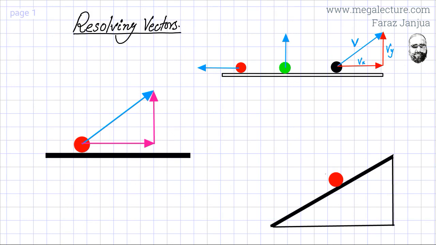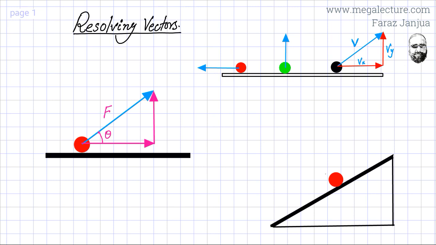Now, for simplicity, I made a comparatively larger diagram over here for you to understand how to split a vector into its components, the rectangular components, I should say. Let's consider this is a vector of force, and let's name it F. This is a vector F, and it is acting at an angle of theta degrees with the horizontal.